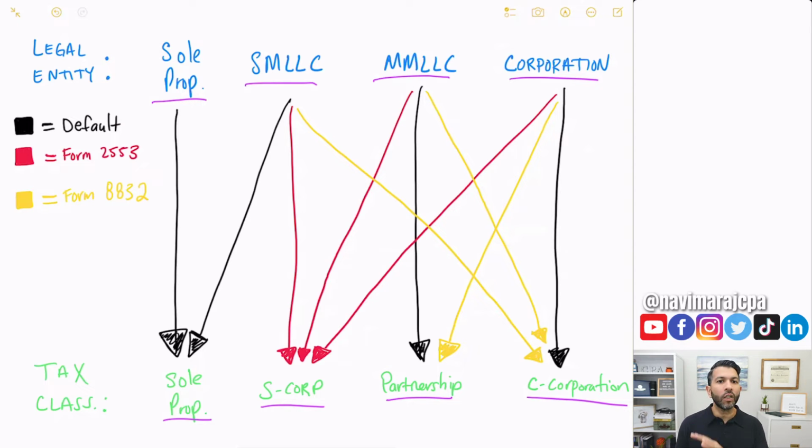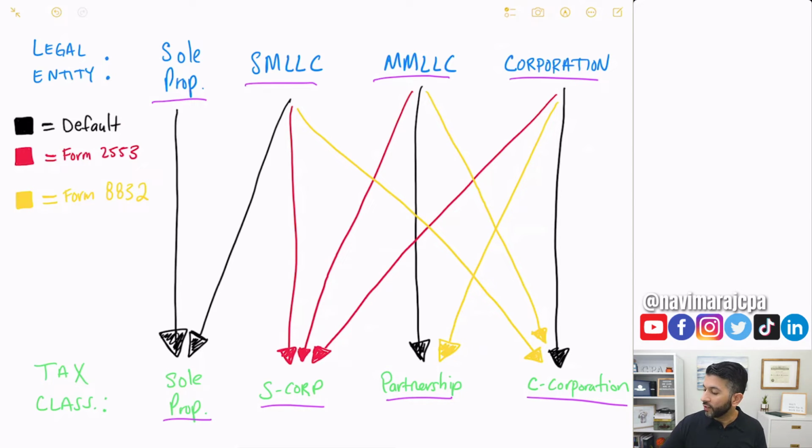Okay. So you've established that you're not happy with the default tax classification. You may want to elect to have your business taxed as an S corporation, for example. If you want to do this, then you would be filing Form 2553 to have your single member LLC, multi-member LLC, or corporation taxed as an S corporation, okay? So that's what the red arrows here represent, okay?